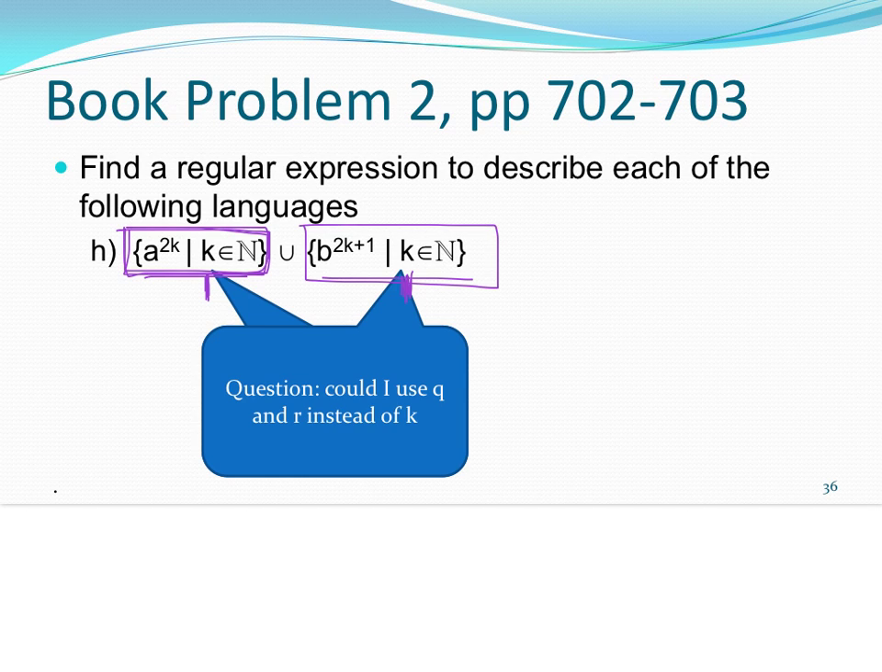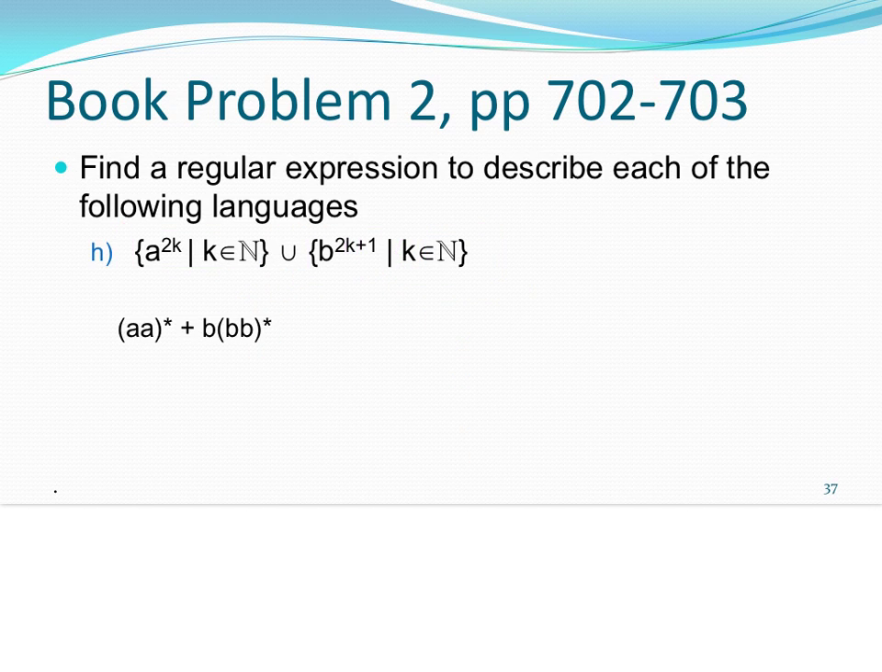So if we changed, say, this k to an r and that one to an r, then it would mean exactly the same. There's nothing here that says that there's some relationship between the number of A's and the number of B's. This is all of those strings that have an even number of A's, and this is all of those strings that have an odd number of B's.